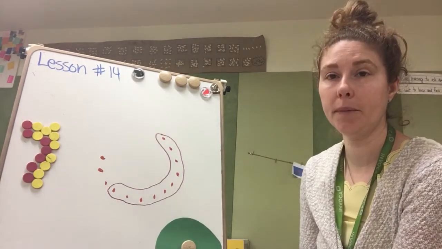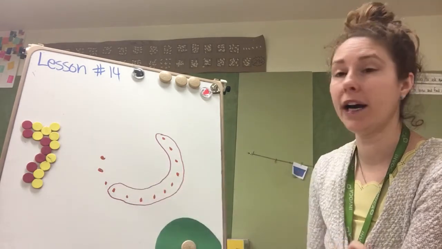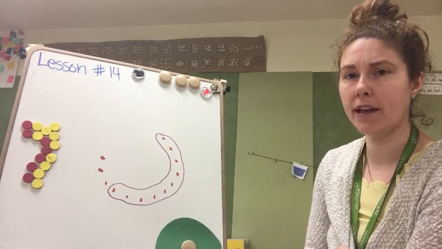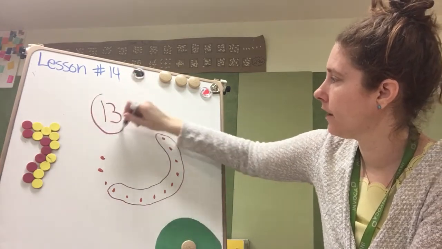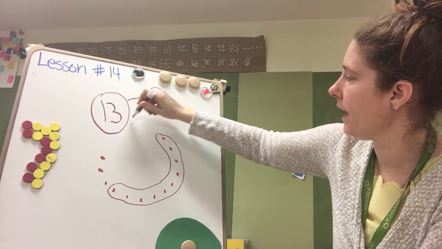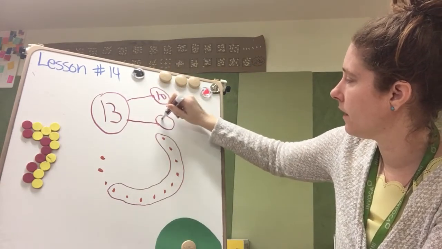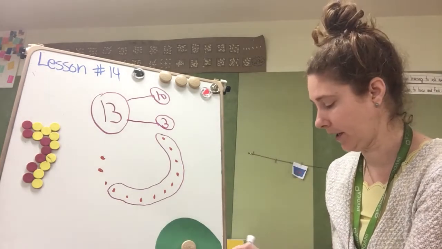So if you are keeping up with me, you should have a group of 10 and 3 ones left over. What's that make? 13. 13 is the whole, and the parts are 10 and 3. 10 and 3 make 13.